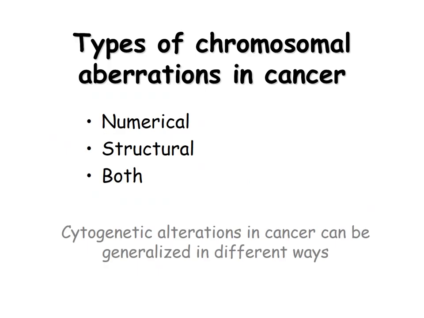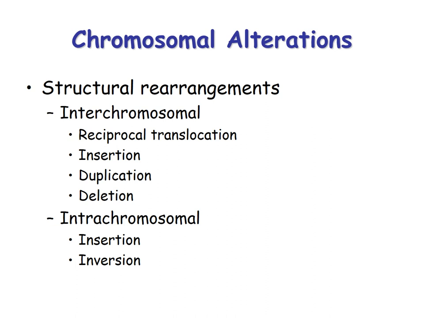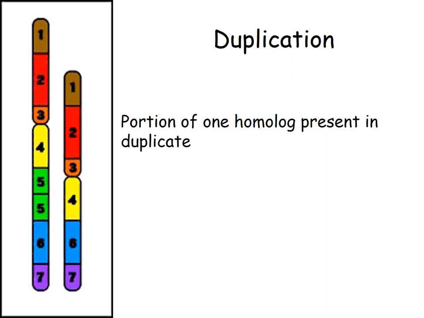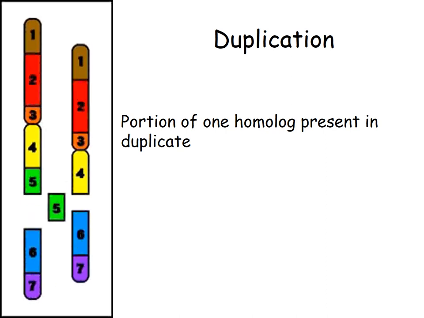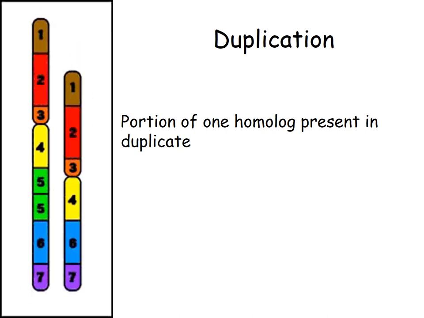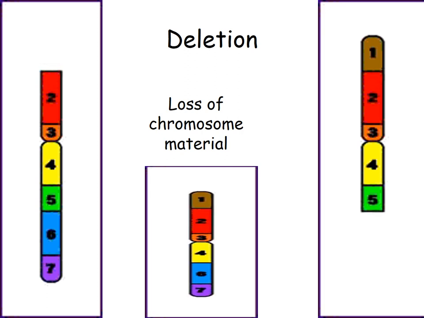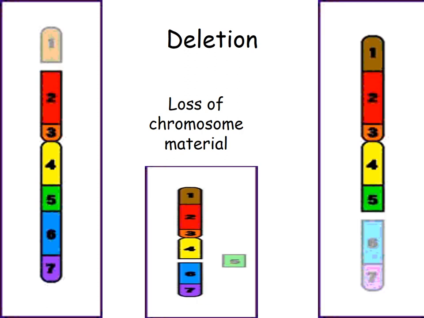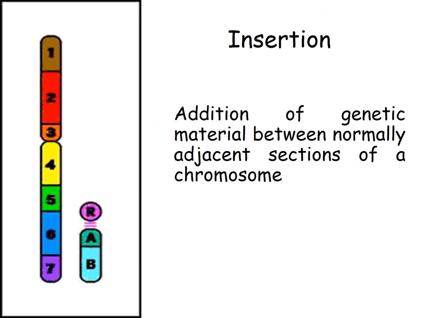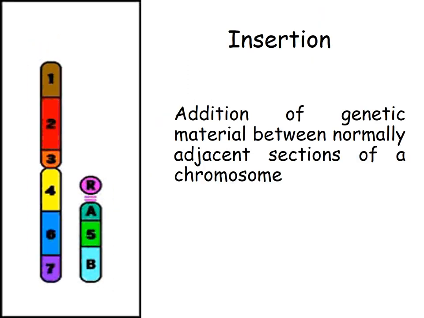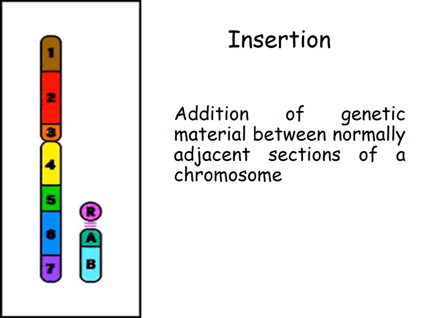Okay, so let us look at the genetics of cancer in terms of chromosome aberrations. So this can be numerical, structural, as well as both. So structural arrangements, meaning it can be between different pairs of chromosomes or inside the same chromosome. Duplication leads to abnormal gene dosage, where a portion of one homologue is present in duplicate. Deletion can take place on the tips of the chromosomes or in the middle of the chromosome. Deletion leads to loss of chromosomal material. Now we know that loss of chromosomal material means certain genes are lost.